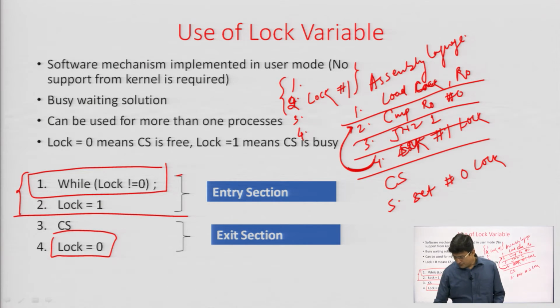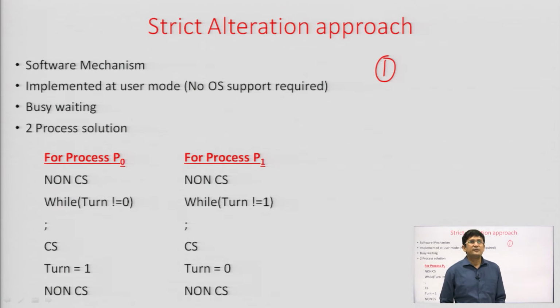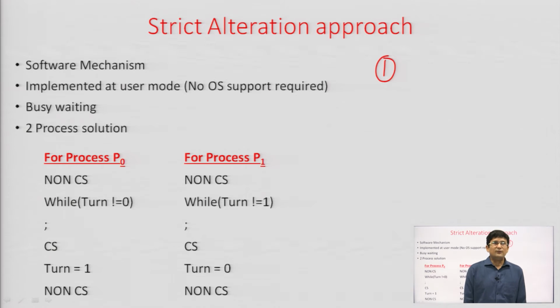For that we have a solution known as the strict alteration approach. What will the strict alteration do? Strict alteration is a two process solution. In the two process solution, first the P0 process will run, then P1 will run, and then again P0 will run, then P1, then again P0, then P1. It means there is alteration of the execution. So, this is a software mechanism.